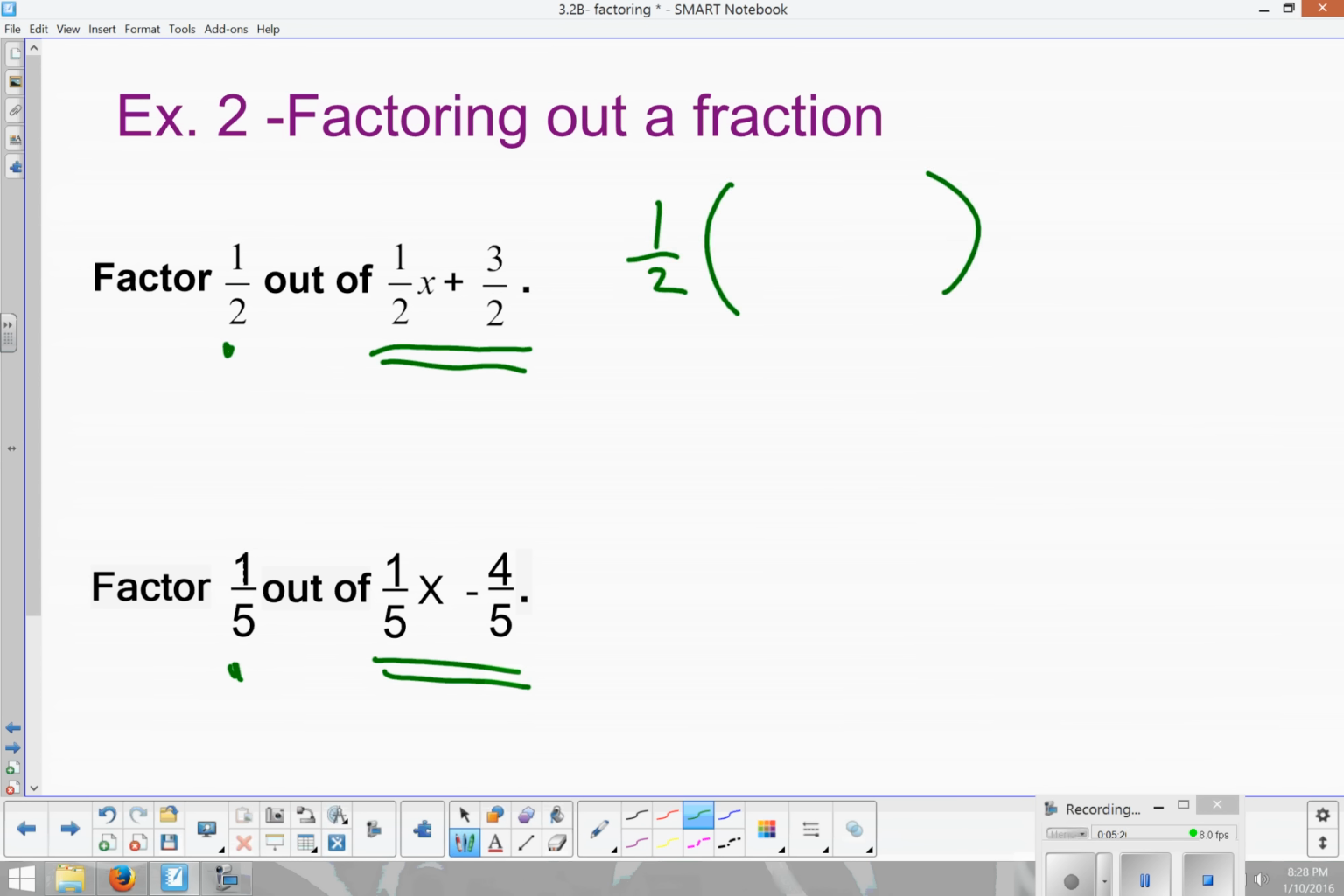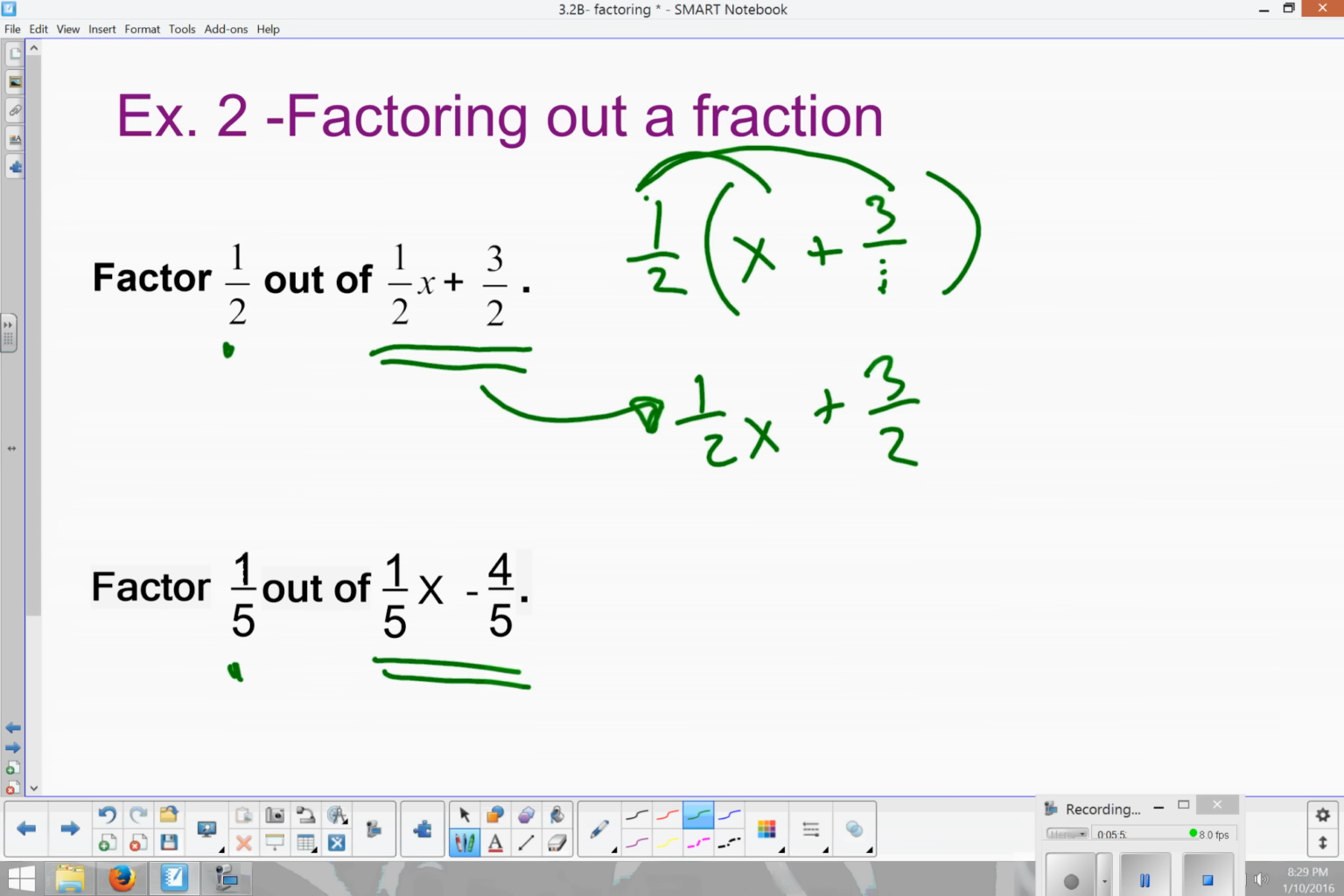So they're asking you 1/2 times what is going to give us 1/2 x. So 1/2 times what? 1/2 times x will give us 1/2 x. 1/2 times what? And don't forget there's a sign right there, so put a plus. 1/2 times what gives us 3/2? Well, 1 times 3 is going to be 3. We'll go ahead and put that 3, that sign there. 1 or 2 times what gives us 2? 2 times invisible 1. So 2 times 1 is going to be 2. What do you know? This matches with that. So this will be our factored answer right here.